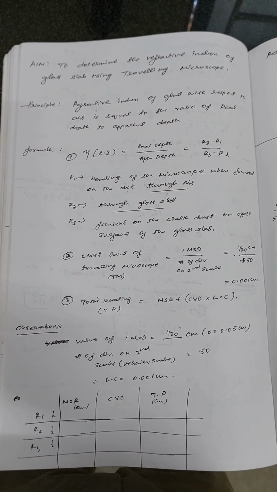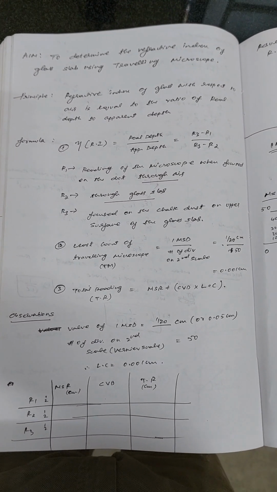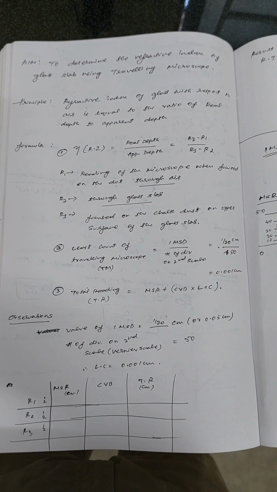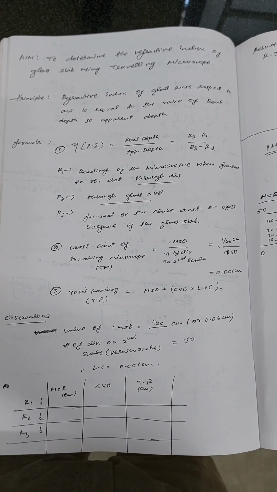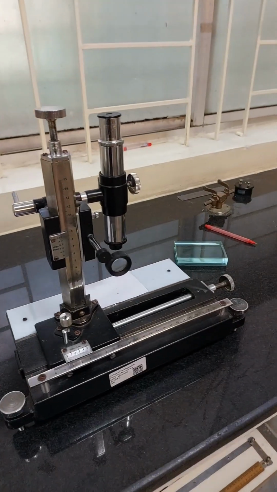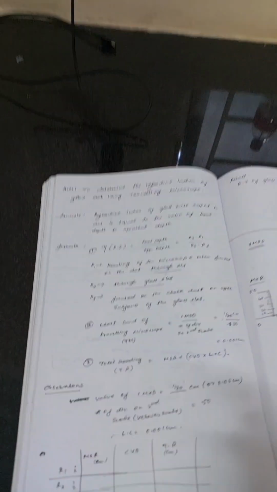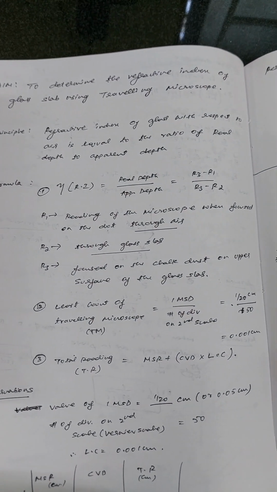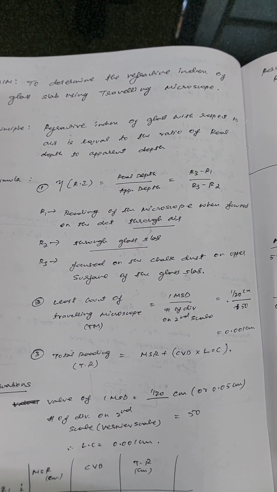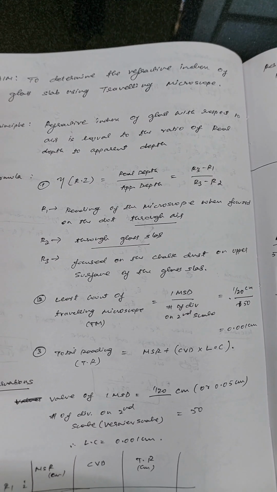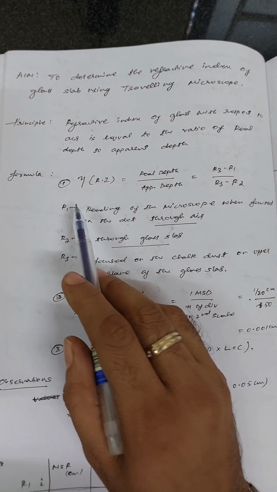Okay, let's begin the experiment. The aim of the experiment is to find the refractive index of a glass slab using a traveling microscope. So this is the traveling microscope, and the principle is: the refractive index of a glass slab with respect to air is equal to the ratio of real depth by apparent depth. So this is what I have written.